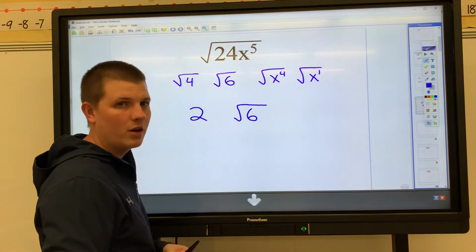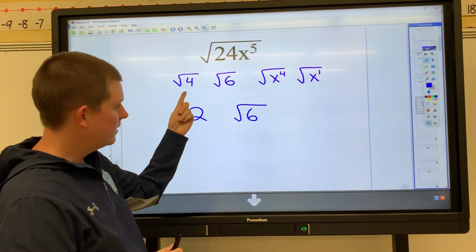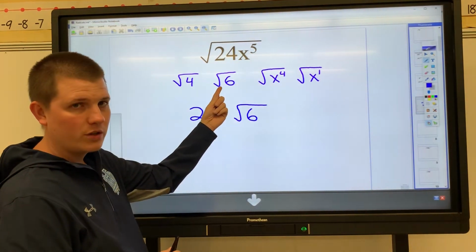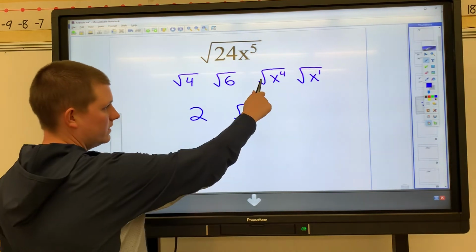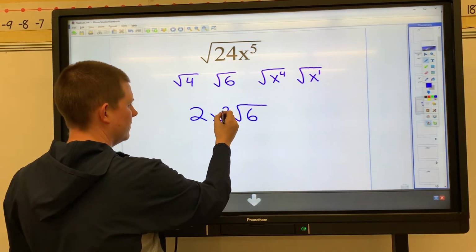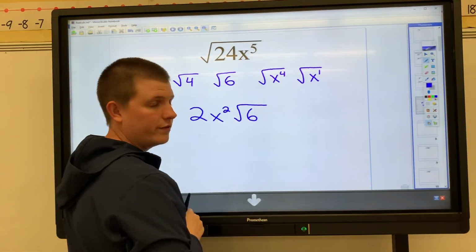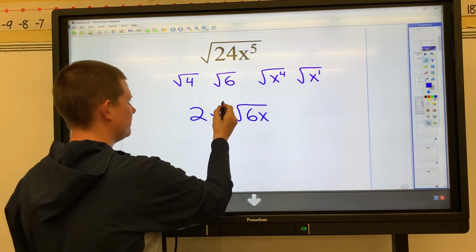This is what I was talking about on the last example. Can I answer this question? Yes. So that answer goes on the outside of the radical. Can I answer this question? No. So it stays inside the radical. What is the square root of x to the 4th? X to the 2nd. It's on the outside because I can answer it. What is the square root of x to the 1st? We can't answer that. We don't know, so it stays on the inside.